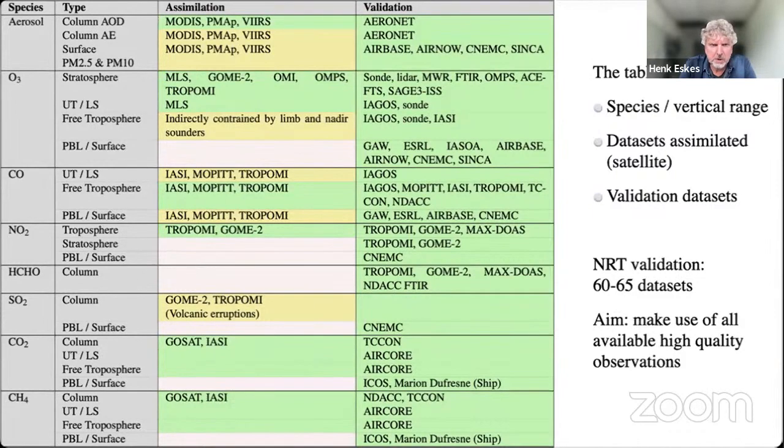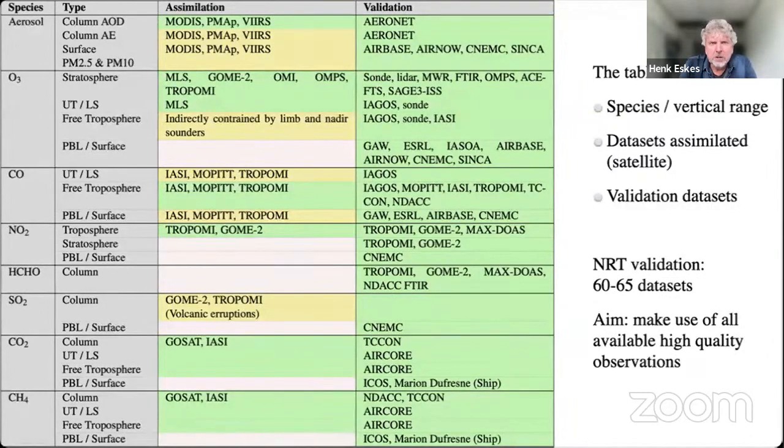NO2 coming from TROPOMI and GOME-2, and SO2 is also used from TROPOMI and GOME-2 at the moment. And then we have CO2 and methane measurements from GOSAT and IASI, which are used for the assimilation.